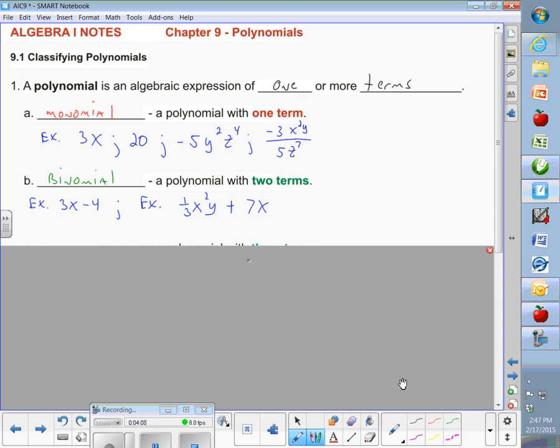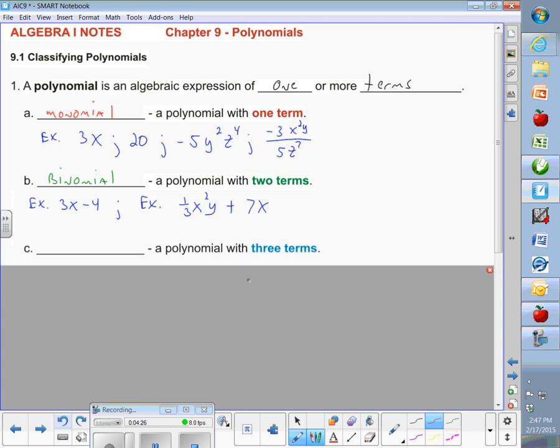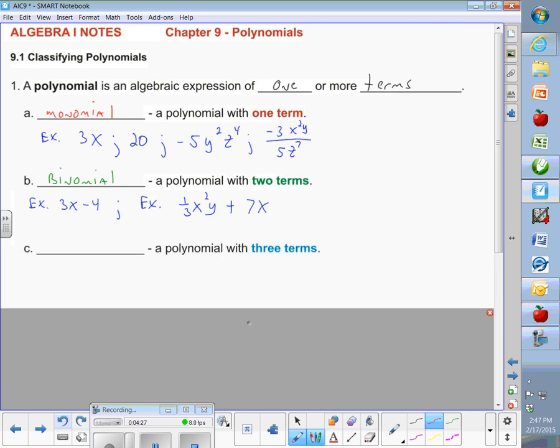1/3 x squared y plus 7x. Do you see the two terms? Again, remember, terms are separated by addition or subtraction. You got a 1/3 x squared y, that's one term, and the positive 7x is the other term. All right, two terms. Binomial.